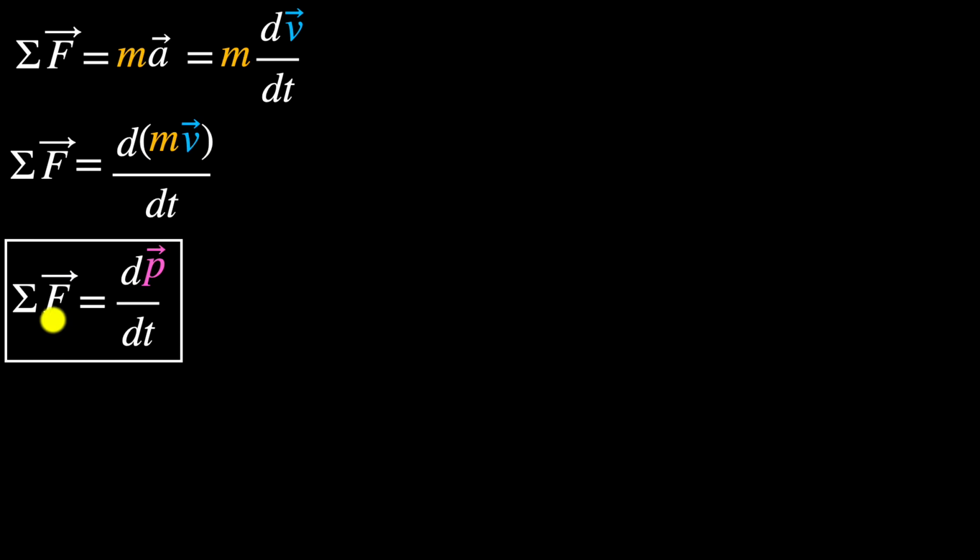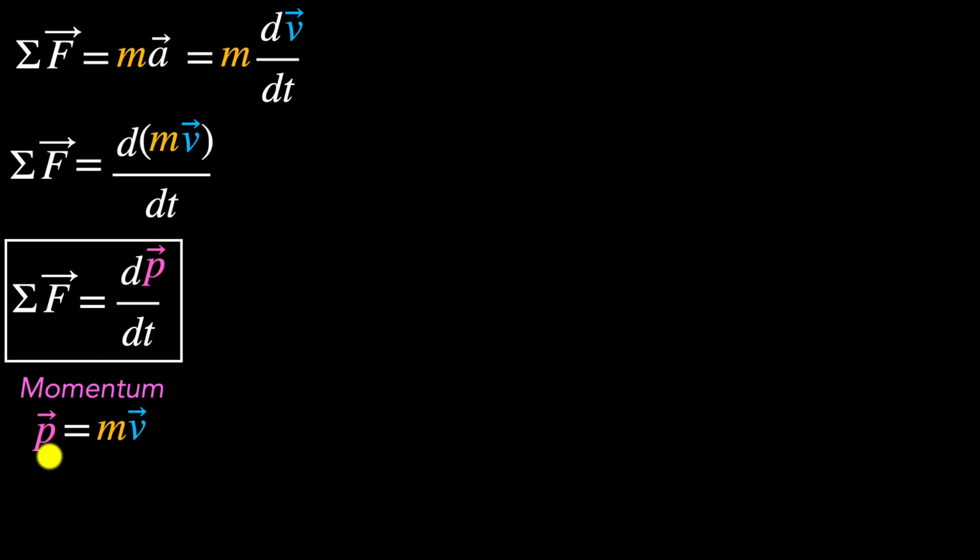This is interesting because now we can rethink Newton's second law as the net force acting on an object equals the rate of change of this quantity. Let's call this quantity P. Then we can say that net force acting on an object equals rate of change of P. And this is what we call momentum. So momentum P is just the product of mass times velocity of an object.